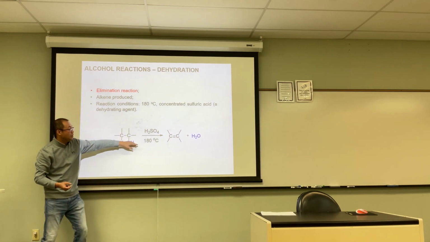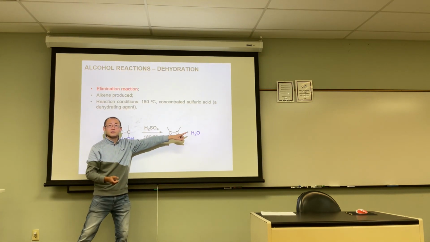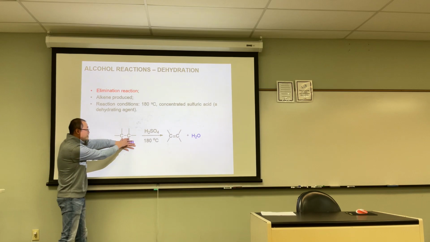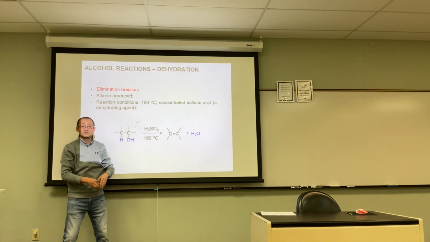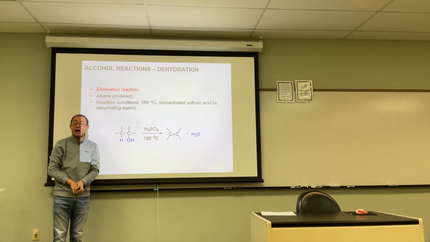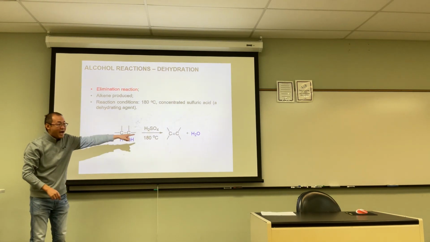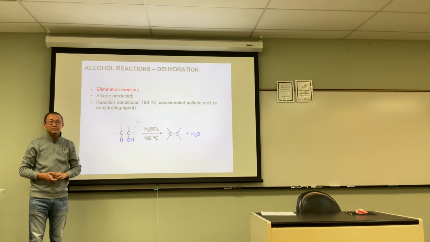These 2 parts become what? Water. But if you take these parts, then you have to deal with these 2 things that are empty. Then what? They make a double bond. So dehydration of an alcohol gives you a what? Alkene. You guys see that? An alkene.